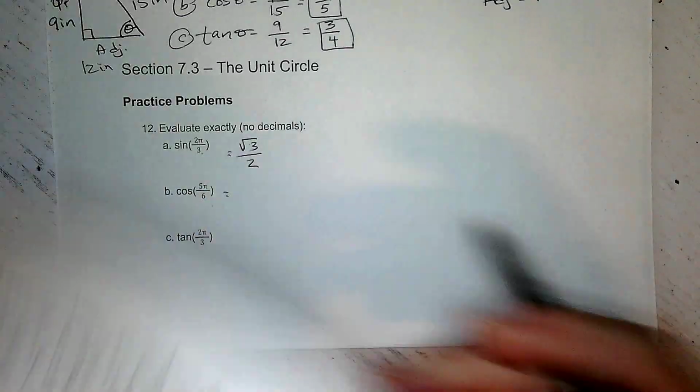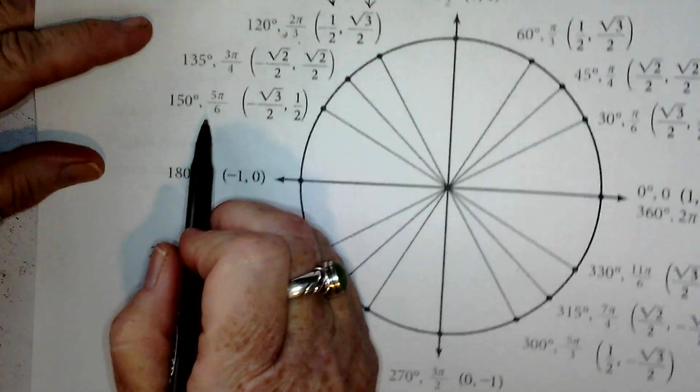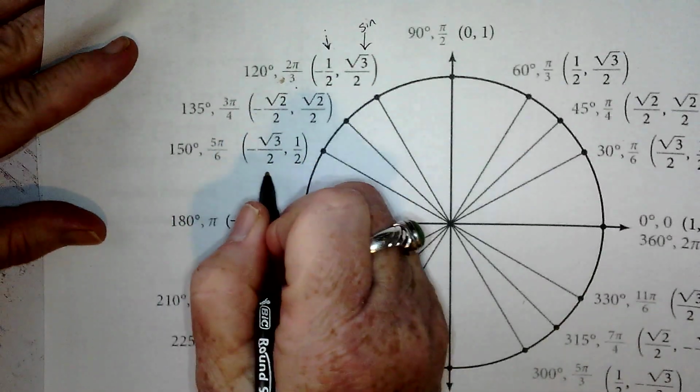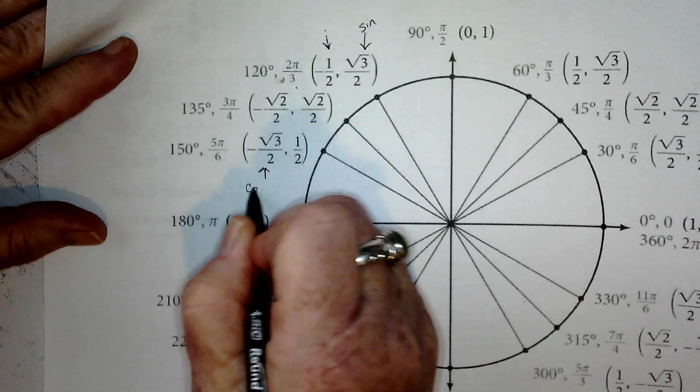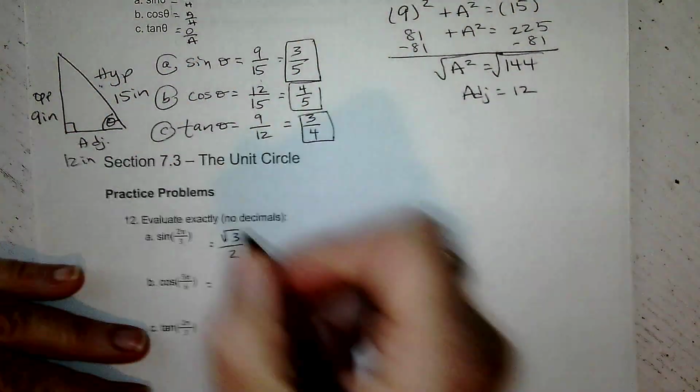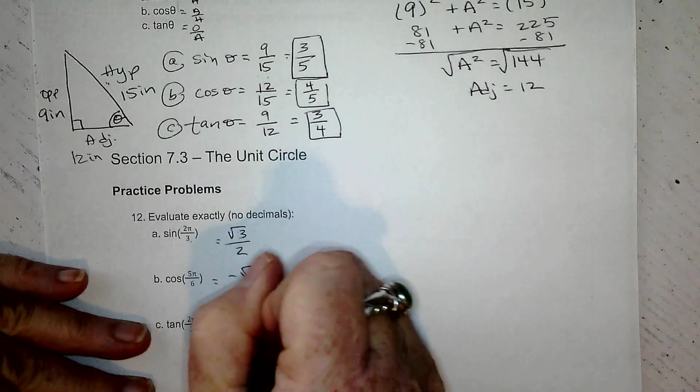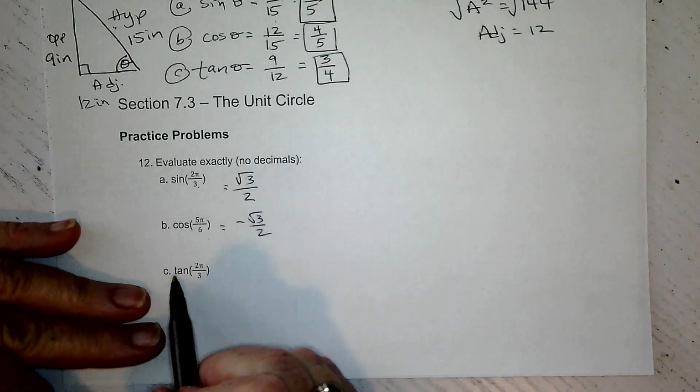Cosine of 5 pi over 6, so 5 pi over 6 is right here on the unit circle. Again, the x value in the coordinate is your cosine, so your answer is negative square root of 3 over 2. And then last is tangent of 2 pi over 3.